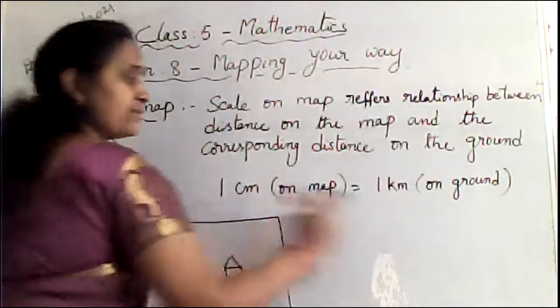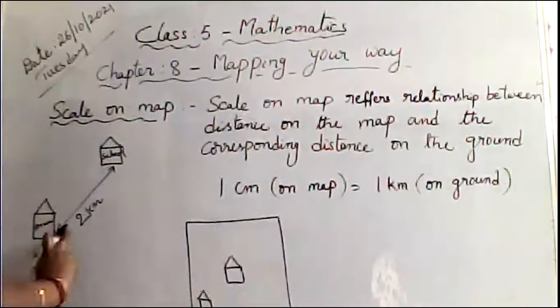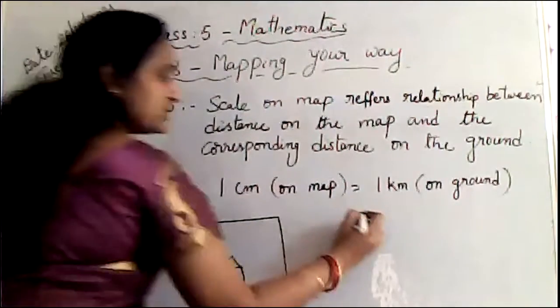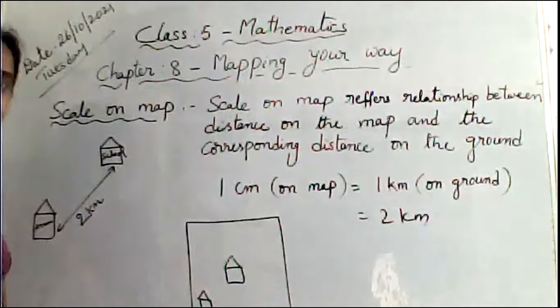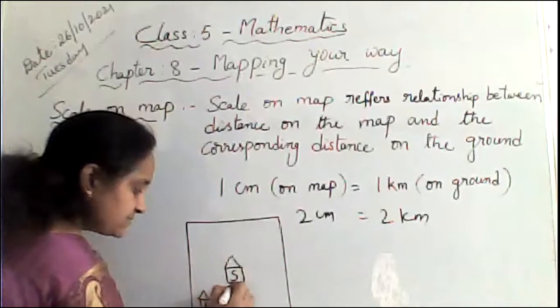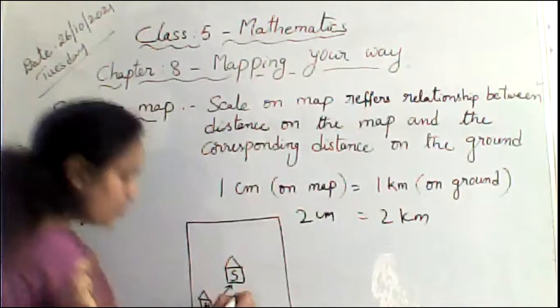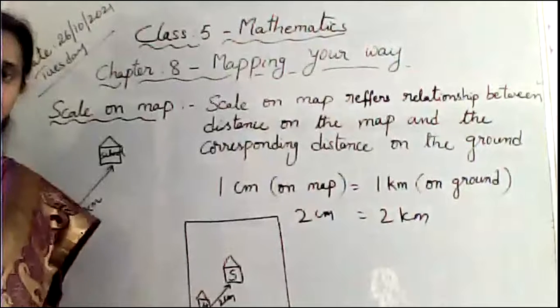1 centimeter equals 1 kilometer. Then 2 kilometers means how many centimeters? 2 centimeters. That means here I am showing this is house, this is school. The distance between school and house is 2 centimeters.